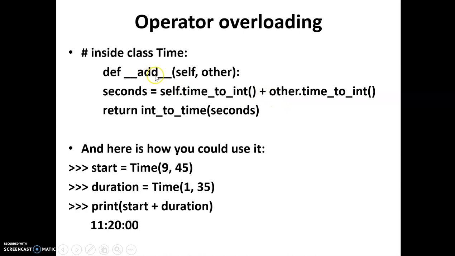which is written with two underscores, add, followed by two underscores. It is going to accept two parameters on which you want to perform the addition. In this example, both parameters are objects of the class Time. So let's start from here and discuss how this operator overloading is invoked.